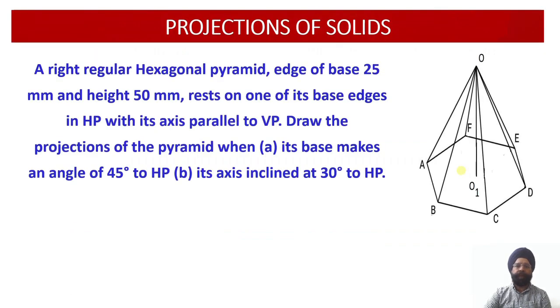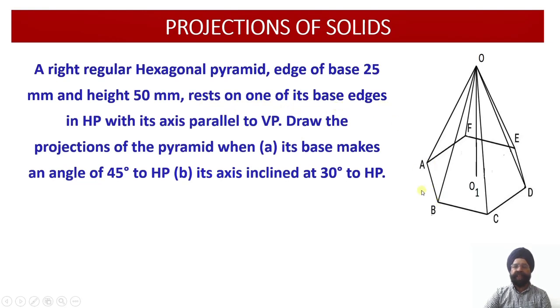Now through this problem, we are going to work out how the angles of inclination affect the projections of the solid which are going to be obtained onto any given reference plane. So here you see we have a right regular hexagonal pyramid. The edge of the base is given to us, it is equal to 25 millimeter. Height of the axis is given to us as 50 millimeter. It is resting on one of its base edges.